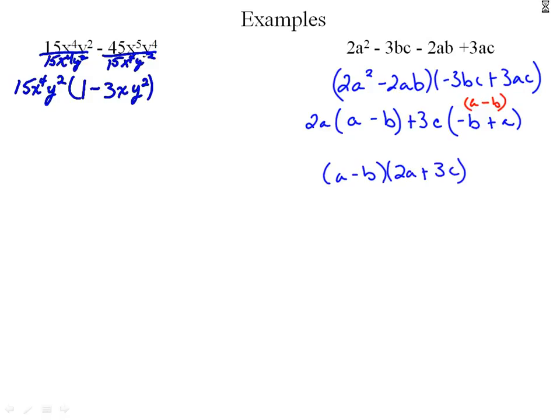So, when you see four terms, if nothing's in common and it won't factor, before you just write it off and say not factorable, try rearranging them and see if it'll work that way. Okay?